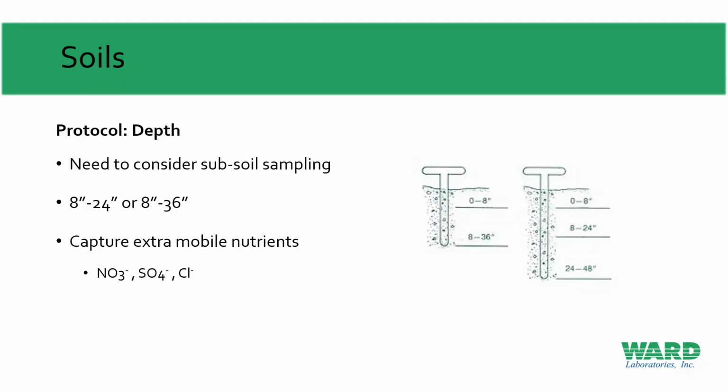Maybe there's some extra nitrate or sulfate down in an 8 to 36 or an 8 to 24 inch soil sample, that as we have our crops rooting down and growing, we could capture some of that fertility and maybe reduce our fertilizer application a little bit.